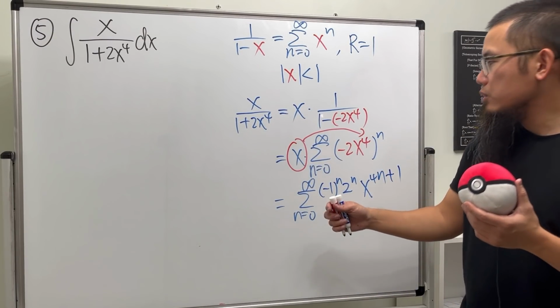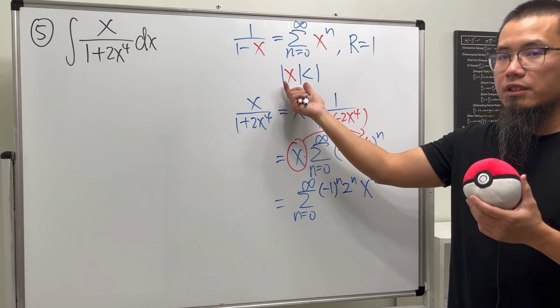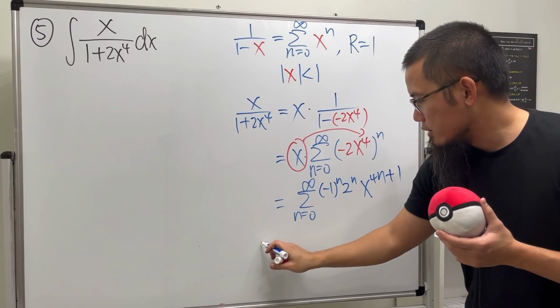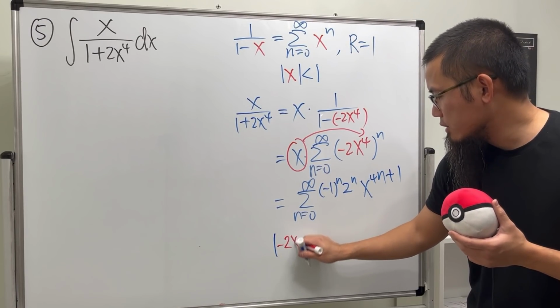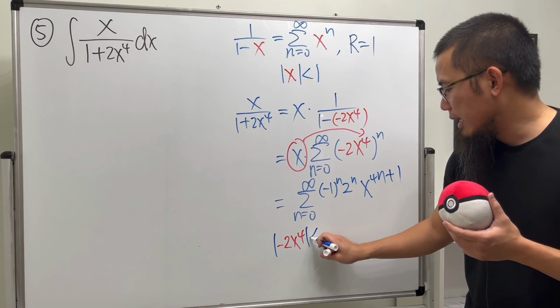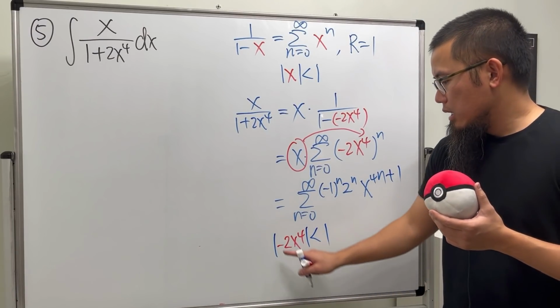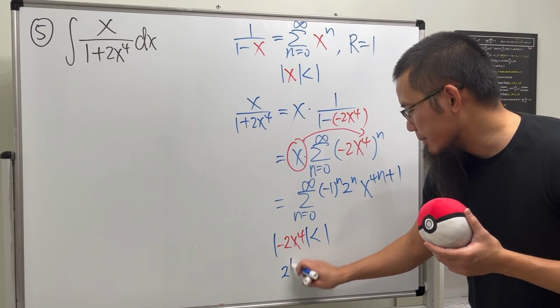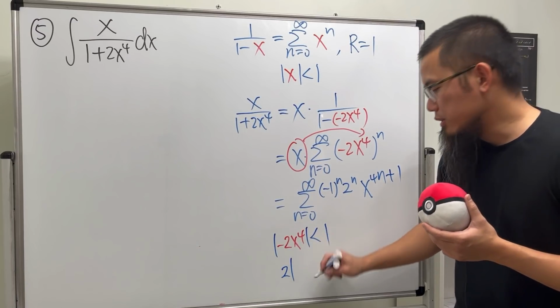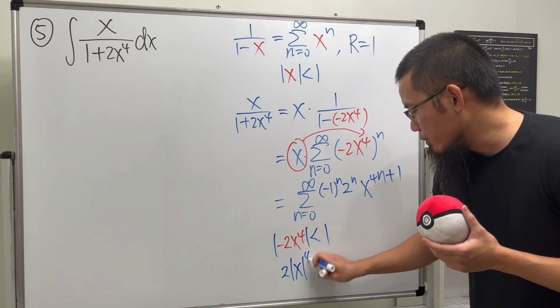But we also should put this right here inside of the absolute value inequality. So absolute value of negative 2x to the 4th power, this has to be less than 1. Absolute value of negative 2, the negative doesn't matter, so we just have 2. And then absolute value, we can put the 4th power on the outside. That's the property of the absolute value.